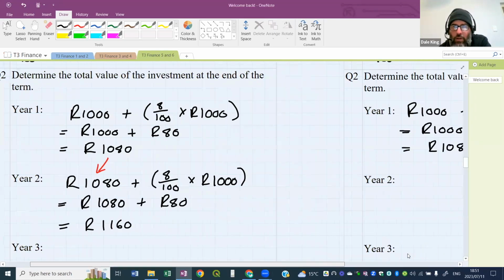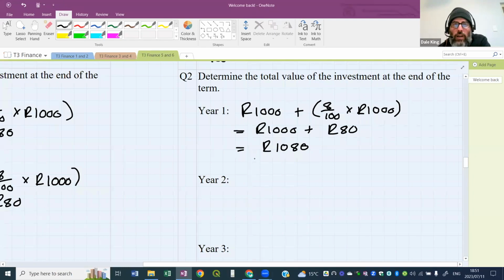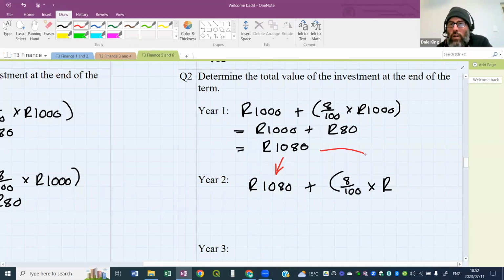Okay, let's move over to the compound interest formula and see what happens here. All right, so again, for year 2, we're taking our balance from year 1. So it's 1,080 Rand plus the interest that we earn. But in compound interest, you don't calculate interest on the 1,000 Rand over and over again. You've got to earn interest on your previous year's balance, which is 1,080 Rand. So that value is different.